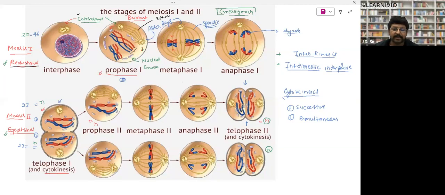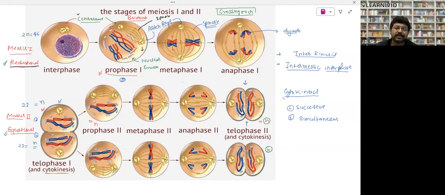Clear? Right? But here now these two cells will become mother cells, and they will form the four cells. Both of the mother cells are haploid, and the four daughter cells are haploid. So meiosis second is called equational division, where mother cell and daughter cell have an equal number of chromosomes. So here the mother cell is haploid.